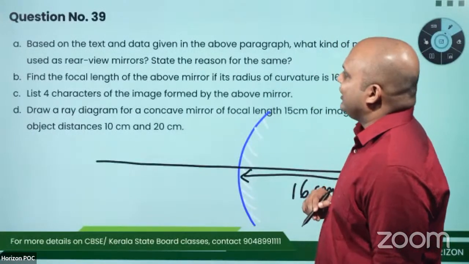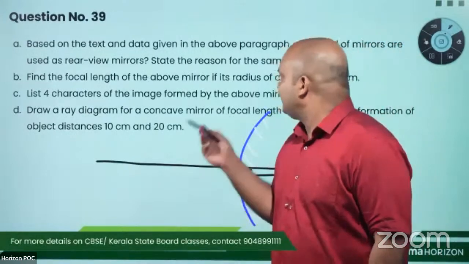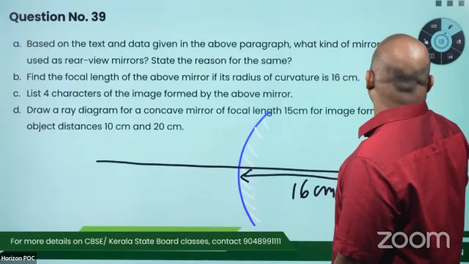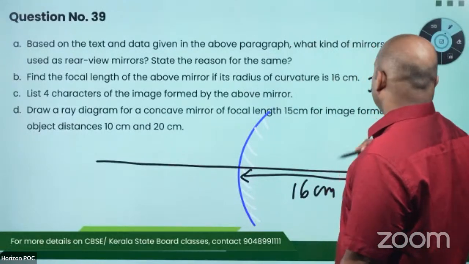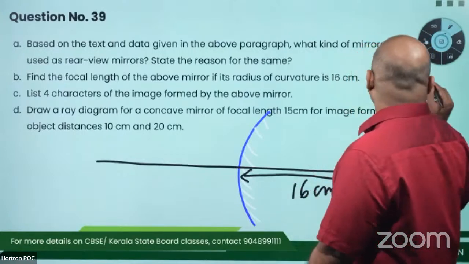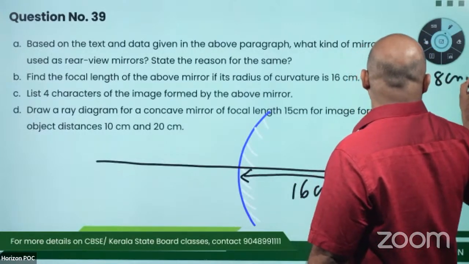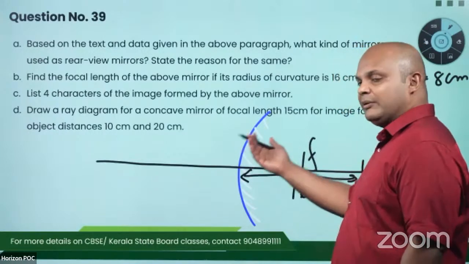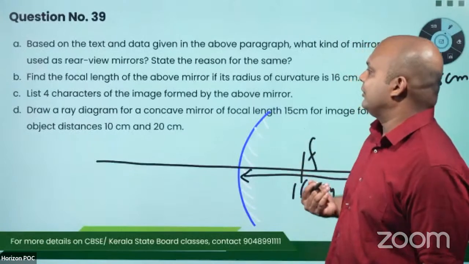Now, what have they asked? What is the focal length of the above mirror if the radius is 16 centimeters? Remember, the focal length F is always equal to half the radius of curvature. So in this particular case, the radius of curvature is 16 centimeters. The focal length is half of this, that is 8 centimeters. Again, the point of focus will also be behind the convex mirror.